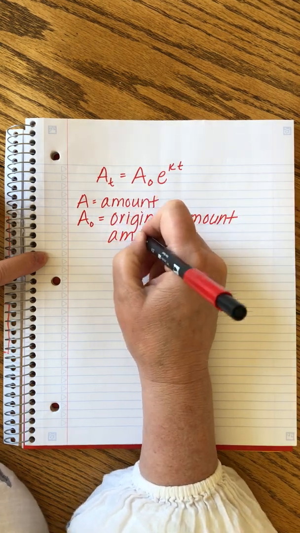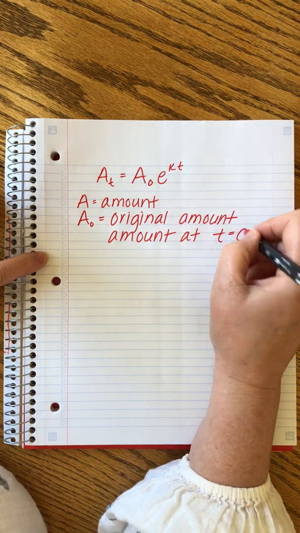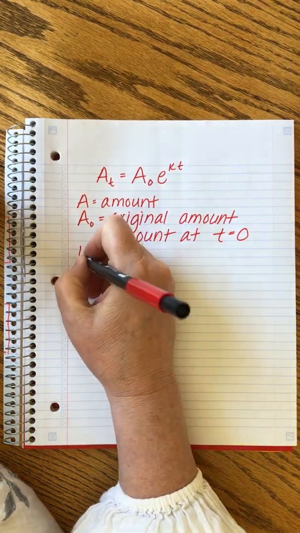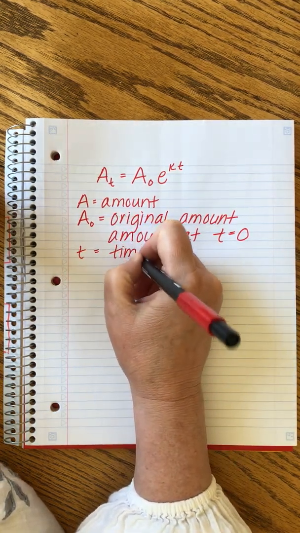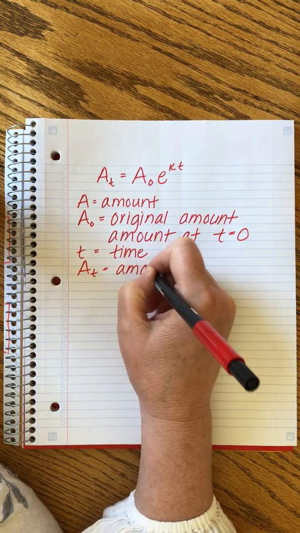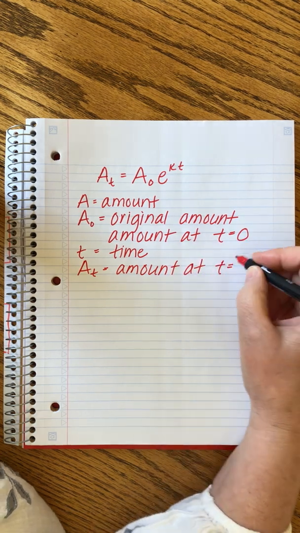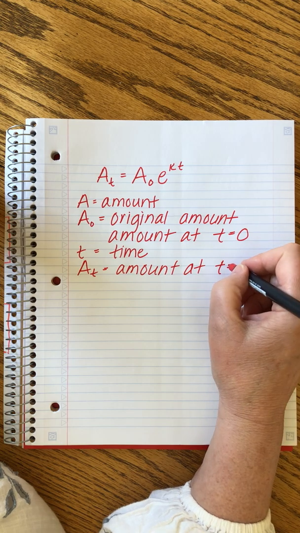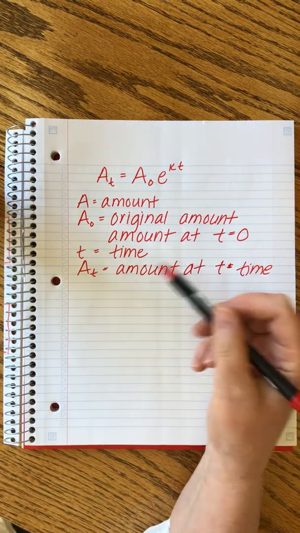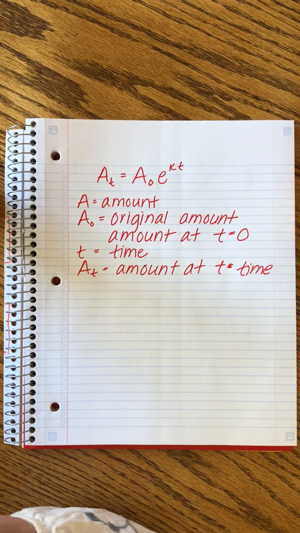Or the amount when the time is 0. No time has elapsed, right? T equals the time. A of T equals the amount at T time. I know that sounds weird, but if 3 years have passed, we'd put in a 3. So it's the amount of time that has passed.